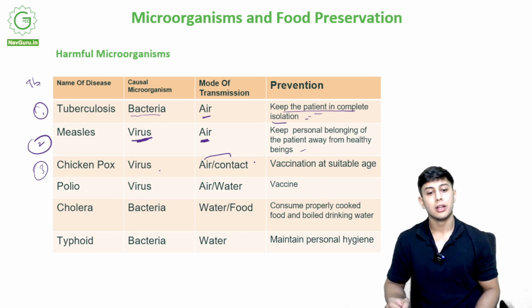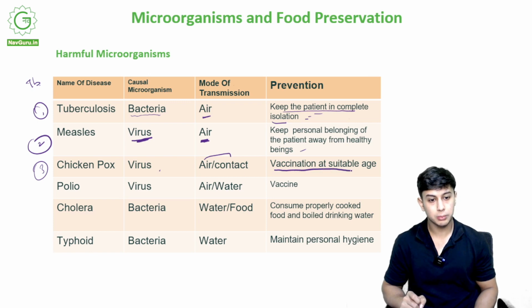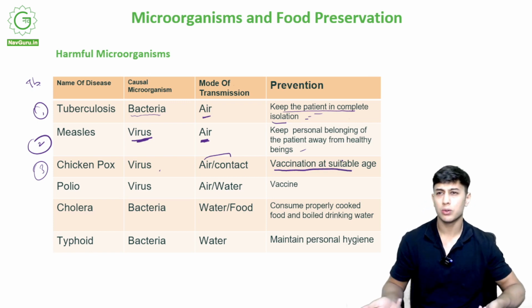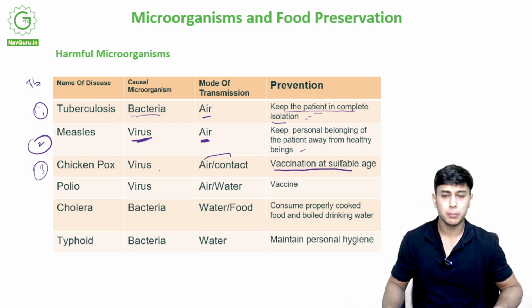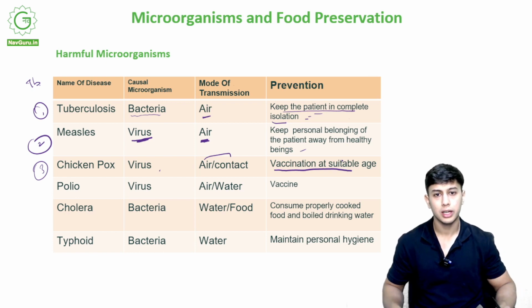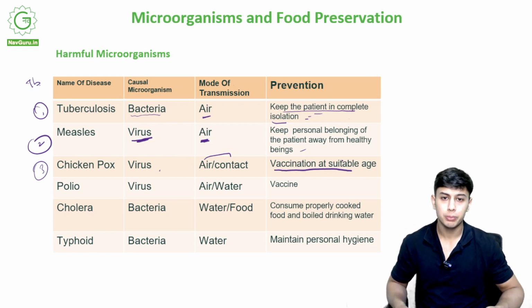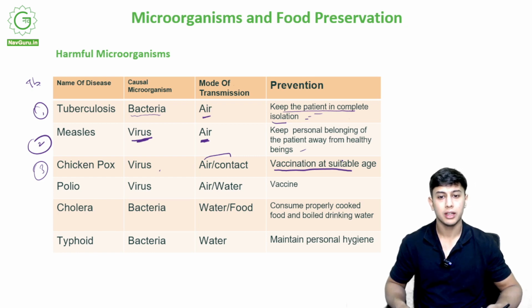Okay, how do we prevent chickenpox? We use vaccination at a suitable age. When you are an infant, around 1 or 2, the chickenpox vaccination is given, so that when you grow up, you do not get chickenpox. And even if someone in close proximity to you has chickenpox, you will not get it. This is vaccination. We come to the fourth, polio.